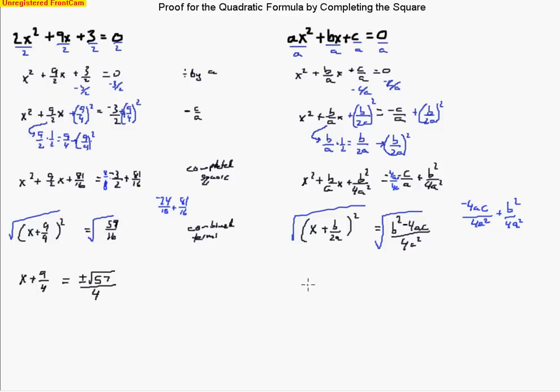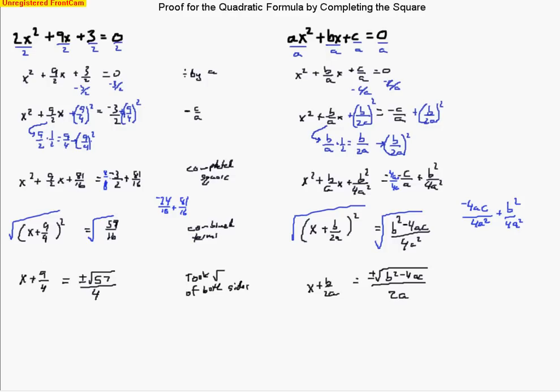Over on this side, I'm left with this x plus b over 2a, all equals plus or minus the square root of that b squared minus 4ac all over 2a. 2a because the square root of 4 is 2. The square root of a squared is just a. So from that point, we've got one more step. And again, what I did on this side is I just took the square root of both sides.